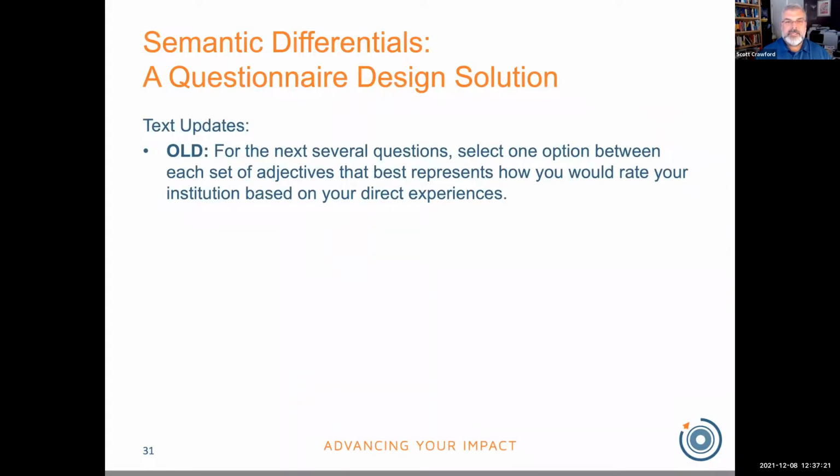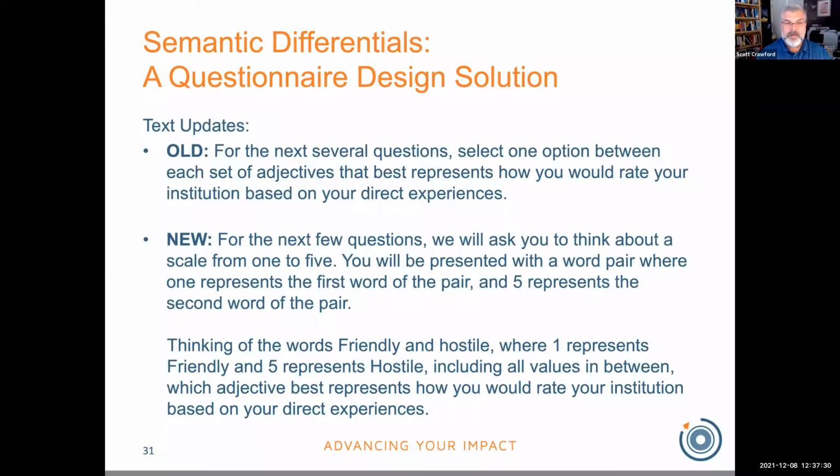So the way we dealt with this was two things. First, we needed to update the language. We needed to change the way that the question is actually read. So this old text became a little longer, but we had to find a way to step through these items. The new text was, for the next few questions, we will ask you to think about a scale from 1 to 5. You'll be presented with a word pair where 1 represents the first word of the pair and 5 represents the second word of the pair.